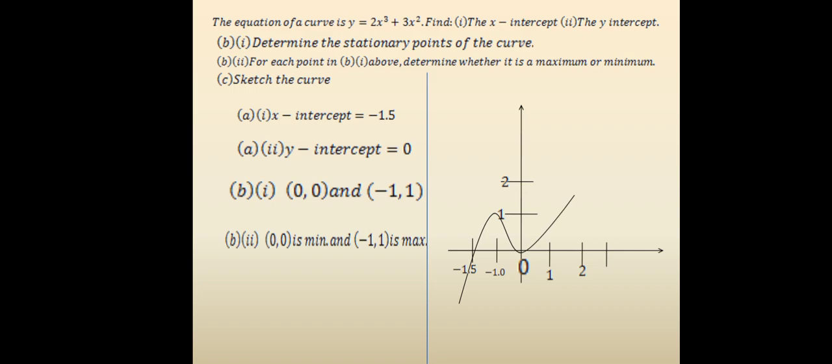The equation of a curve is y equals 2x cubed plus 3x squared. Find 1. The x-intercept, 2. The y-intercept. B1. Determine the stationary points of the curve. B2. For each point in B1 above, determine whether it is a maximum or minimum. C. Sketch the curve.